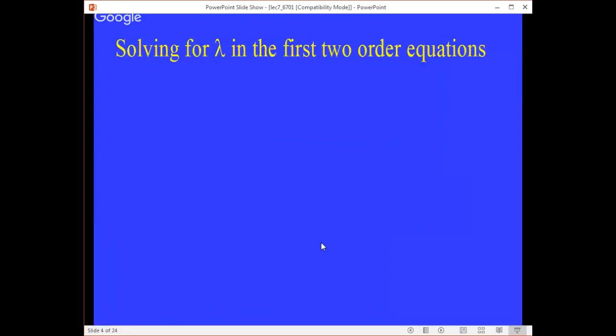Okay, now, once we have the first order conditions, I'd like you guys to solve for lambda in the first two. So just solve for lambda in the first two.